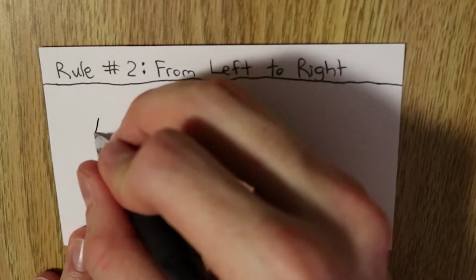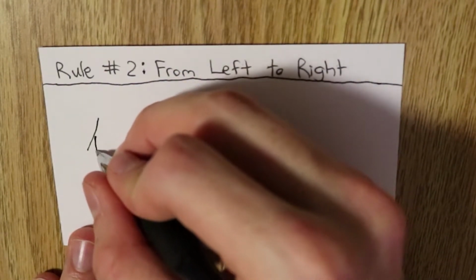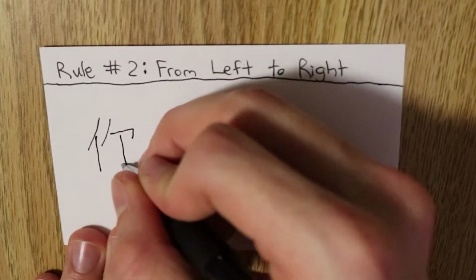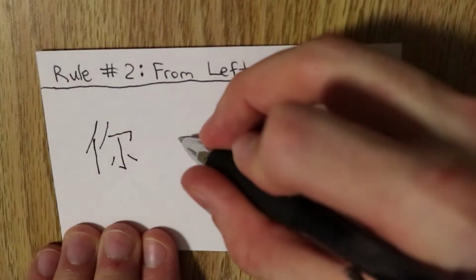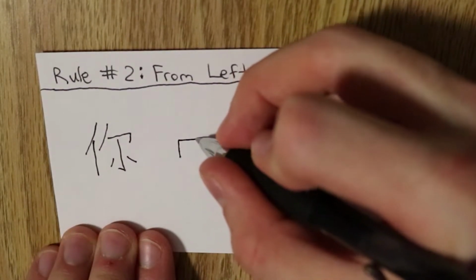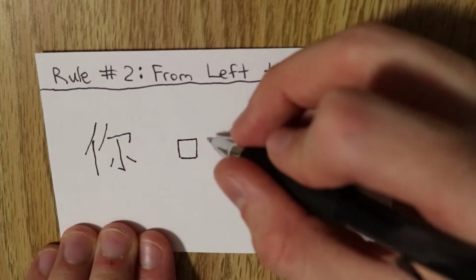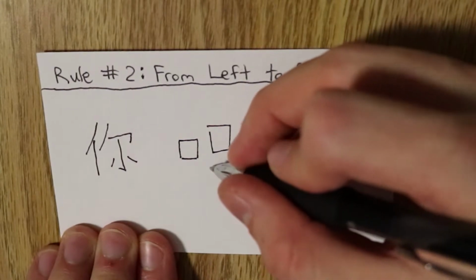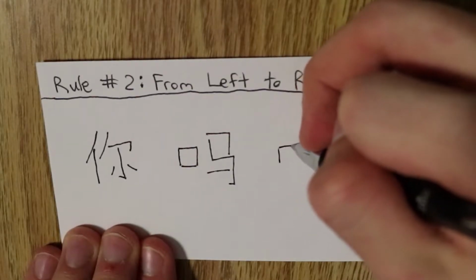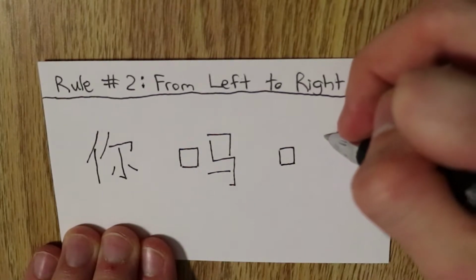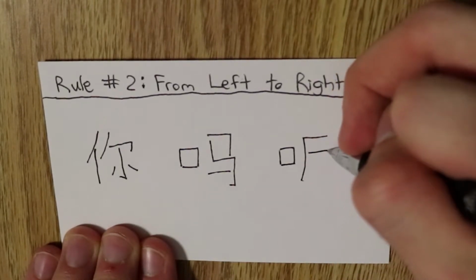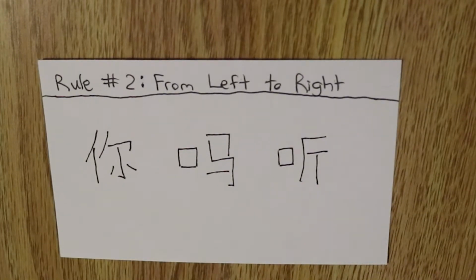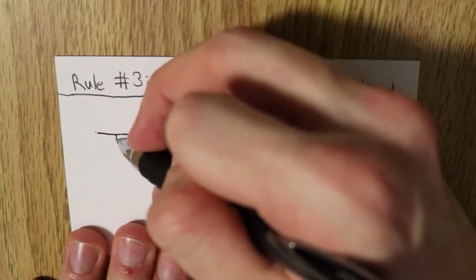All right, the next rule applies, I think, mostly to characters that have radicals in the front, or if you just see a character with 2 different kind of separated sections horizontally from each other, then I would say that is a safe bet that rule number 2 applies to them, and that is from left to right. First, as an example, we have ni, which means you. Next, we have ma, which is the question particle in Chinese. Lastly, as an example here, we have ting, which means listen. As you can see, all these characters kind of have 2 separate parts to them with their own radicals in the front.